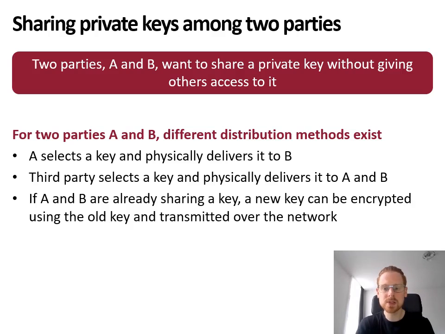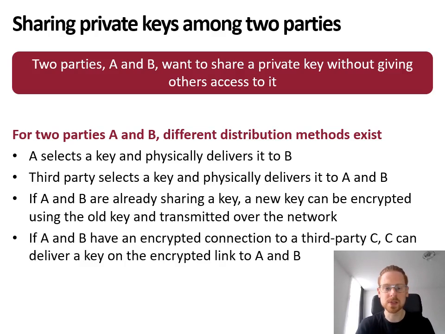The third method is assuming A and B already share a private key. They can then encrypt the new key using the old one and transmit it over a network. The fourth method is similar to the third one, except that they don't share a private key with each other, but with a third party, C. C can then deliver the shared secret key between A and B over an encrypted link to both A and B separately. Again, here C needs to be a trusted third party.